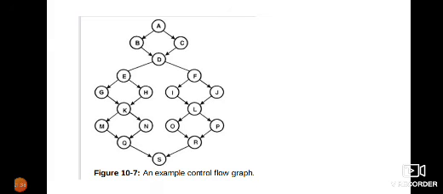So I've got 3 formulas to compute cyclomatic complexity. One is edges minus nodes plus 2. Then the number of predicate nodes plus 1, where by predicate node I mean a node that contains a condition. The third formula, which I have not written in my slide because it is not in your textbook, is the number of regions plus 1.